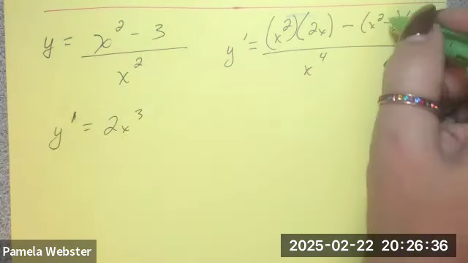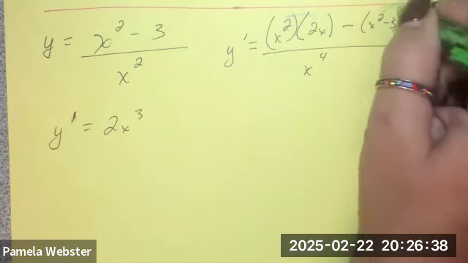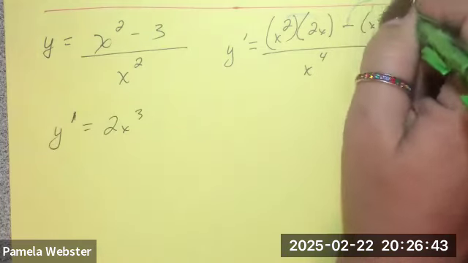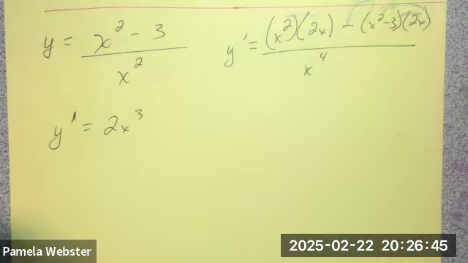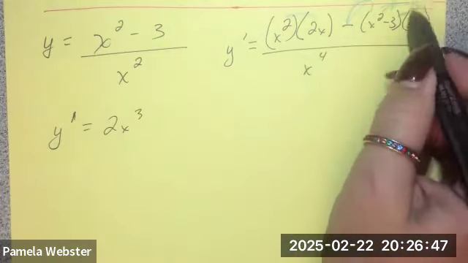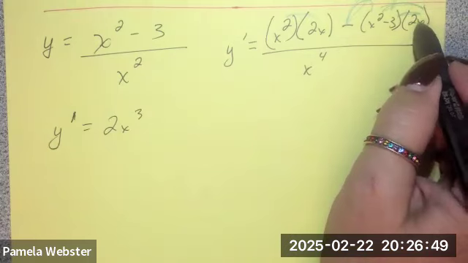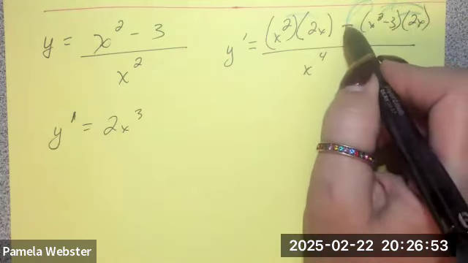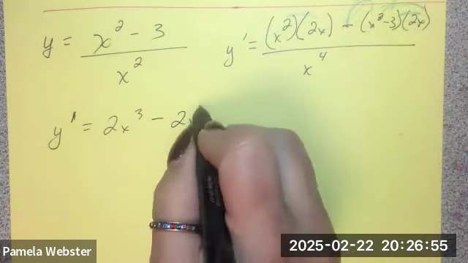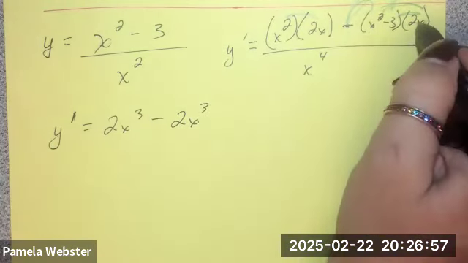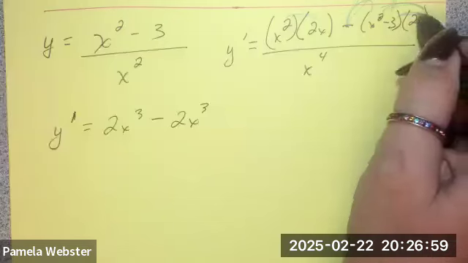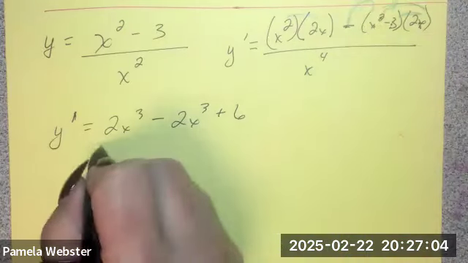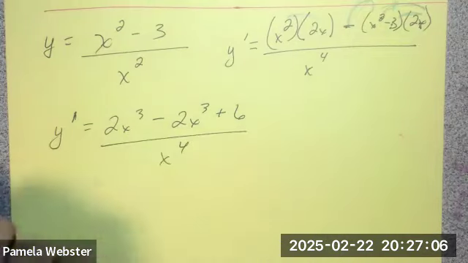Be careful with this guy because the 2x is being distributed in, but also the negative. I think the last one had that too. Also the negative. So be careful with those negative signs. I tend to make mistakes with those too. So 2x times x squared is 2x to the third, but it's negative. Okay. And 2x times negative 3 is negative 6x, but that's negative. So that's a positive 6 all over x to the fourth.